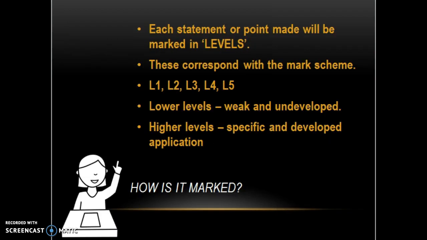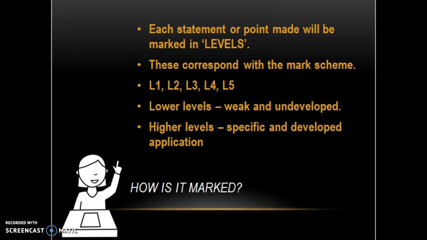So as the student is answering the question, as the examiner is marking it, each statement or point that the student makes will be marked in levels. These levels will correspond with the mark scheme, for example level 1, level 2, etc. The lower levels are going to be weak and undeveloped, higher levels are going to be specific and developed.